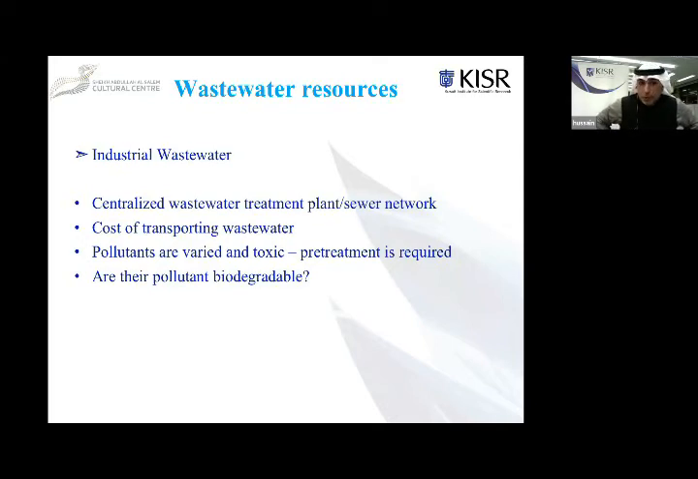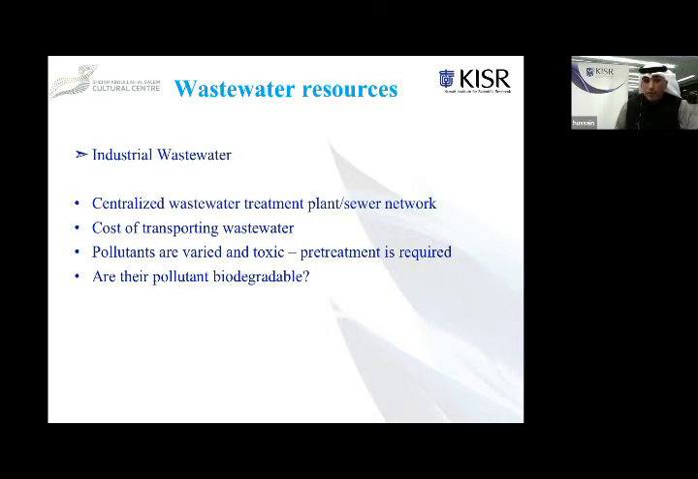The third one is that pollutants are acidic and toxic, so pre-treatment is required. What do we mean by that? Each factory has a different effluent or different pollutant that needs to be treated. One plant or one method of treatment cannot manage to treat all the effluent. So the pre-treatment of each effluent is a must.